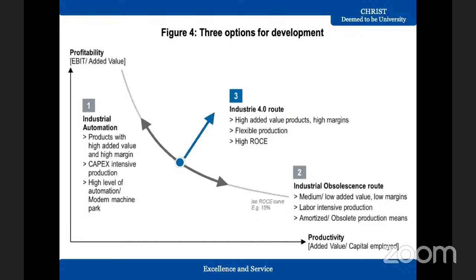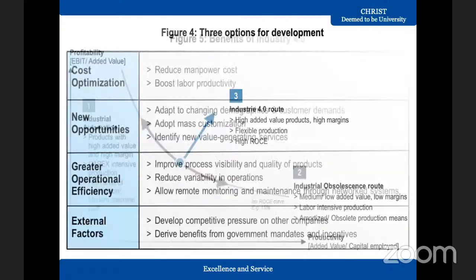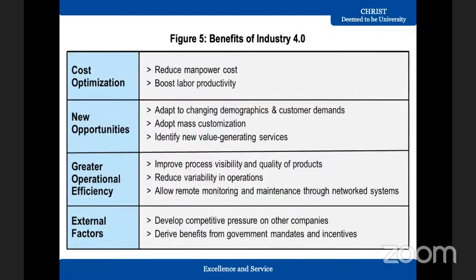What do you mean by productivity? Productivity is nothing but rate of production. It means in a shorter span of time, how quickly you can produce a greater quantum of commodities. That is nothing but productivity, right? So Industry 4.0 adds value to the productivity and enhances the profitability, right? Now, these are the benefits of Industry 4.0.